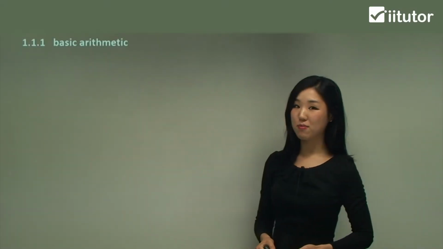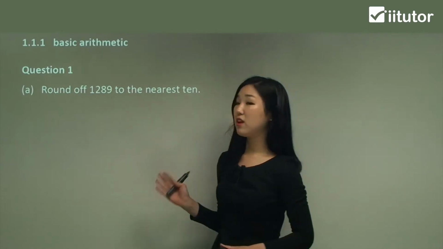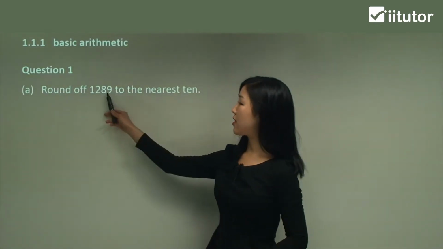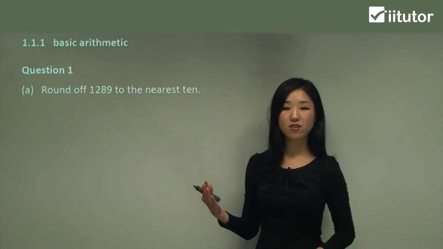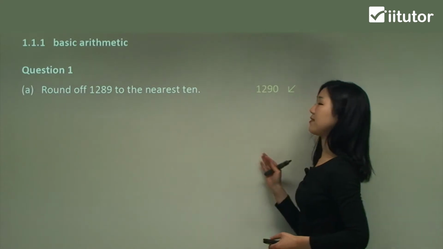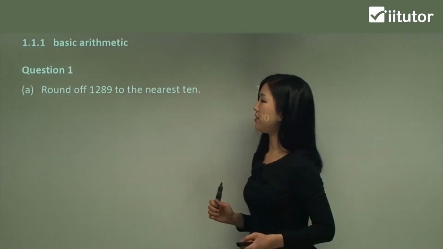Starting with our basic arithmetic. Now question 1, it says round off this number to the nearest 10. Nearest 10, we're looking at the last 2 digits, so you can see that's 89. 89 is closer to 80 or 90? Well, it's closer to 90, so we simply say 1,290. Okay, so you always look at the last 2 digits.